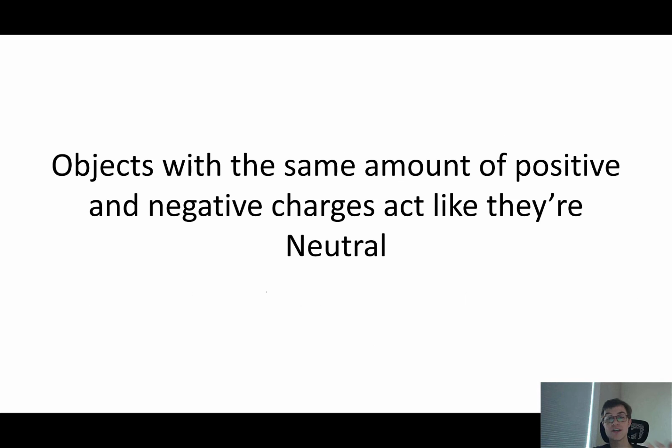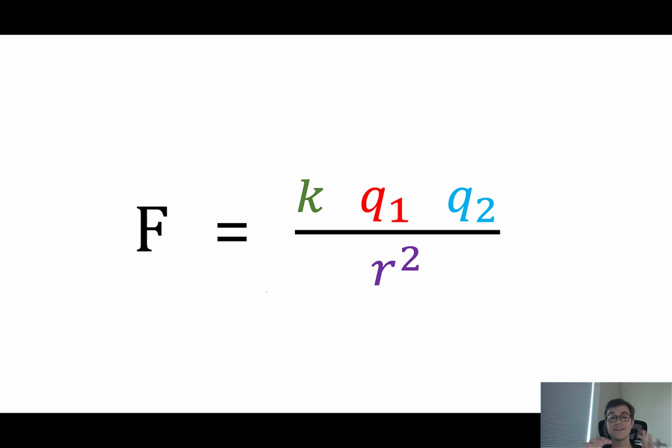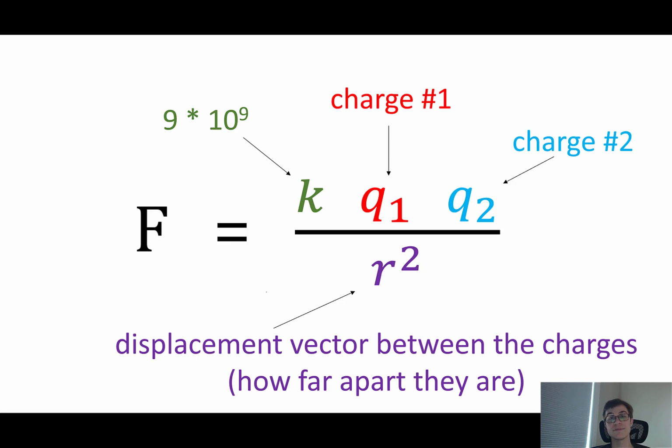Objects with the same amount of positive and negative charges inside them, like they have the same positive and negative charge just in different parts, they act like they're neutral because electric fields push and pull them in opposite directions, and it's like a tug of war where they're tied. And finally, this is the formula they use to calculate the force pulling or pushing 2 electrically charged objects. K is just a number. It's 9 times 10 to the 9th when you're using normal units. Q1 is the charge of the first object. Q2 is the charge of the second object. And R is the displacement vector between the charges, which is just how far apart they are. And it's squared on the bottom. So if you plug some numbers in here, you can calculate the force in between 2 charges.